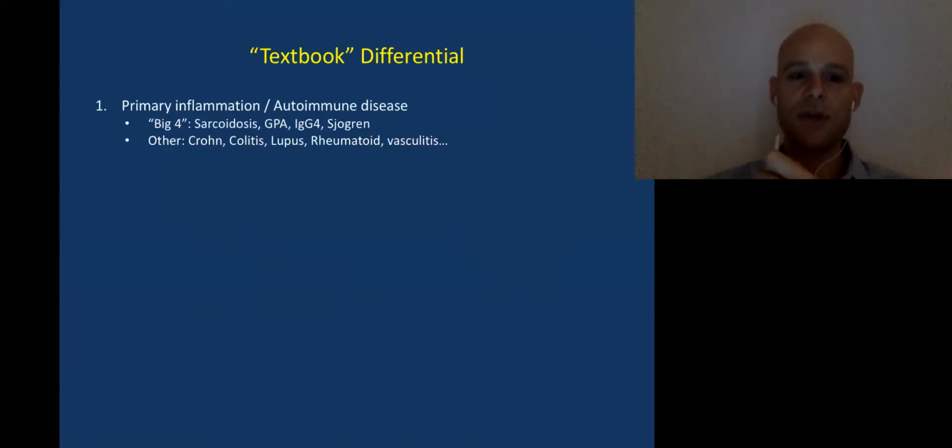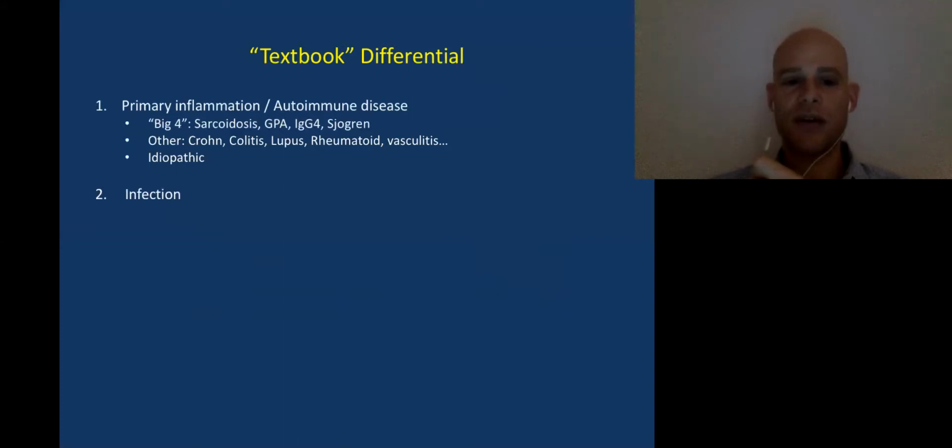There's also the entire category of other. So that's every other autoimmune disease that exists. There's Crohn's, ulcerative colitis, lupus, rheumatoid arthritis, vasculitis, all these other things that have all been documented to either directly or indirectly cause inflammation of the orbit. And then there's lastly idiopathic, and we'll talk about idiopathic later on. So there's this big rubric of autoimmune primary disease, and it's those three categories.